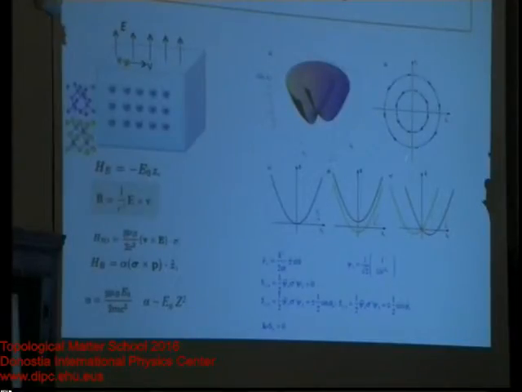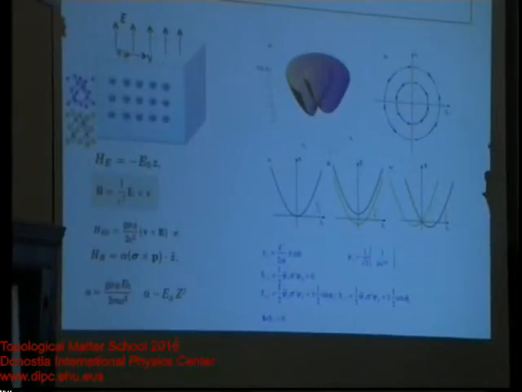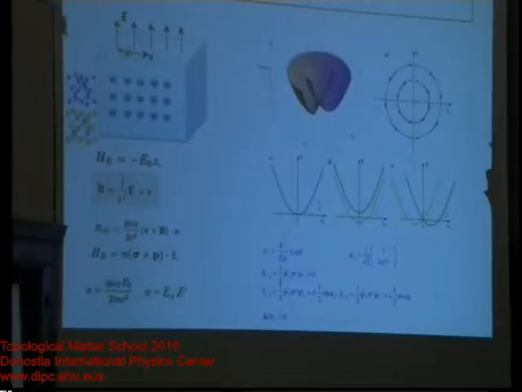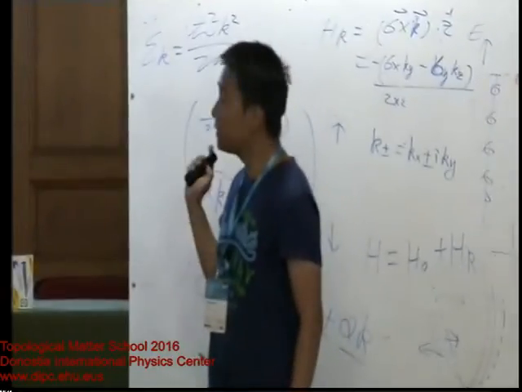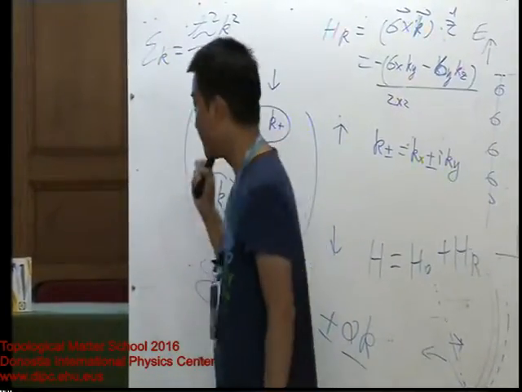And here people commonly call this system a spin-orbit locking system. Locking simply means that when you change the momentum, the spin changes at the same time. They are always locked in this perpendicular way because there is a sigma cross k term. This is for a 2D case on the surface.